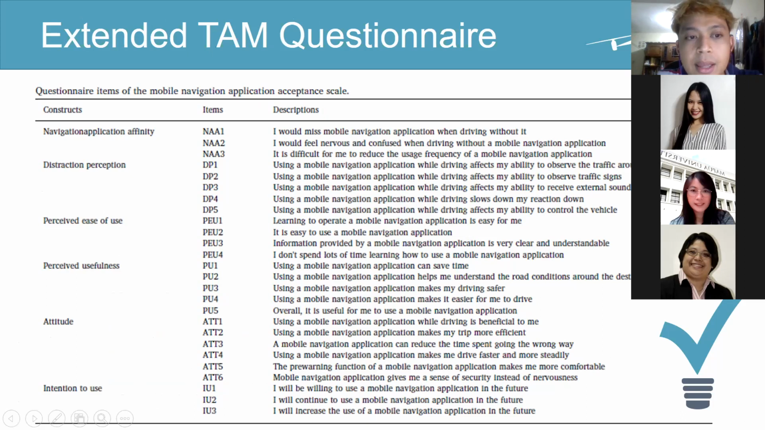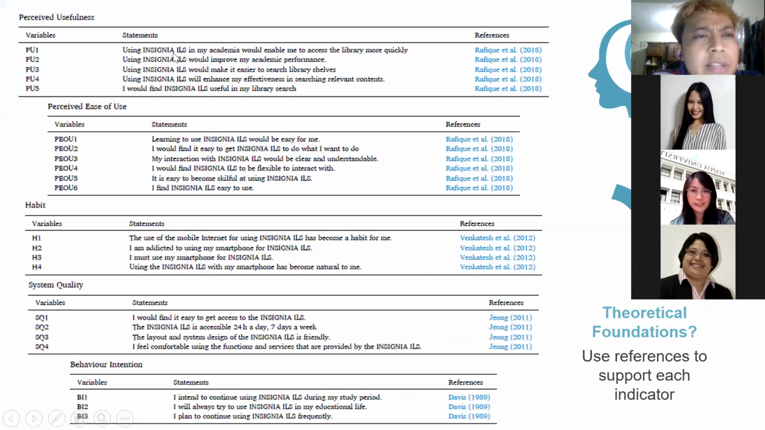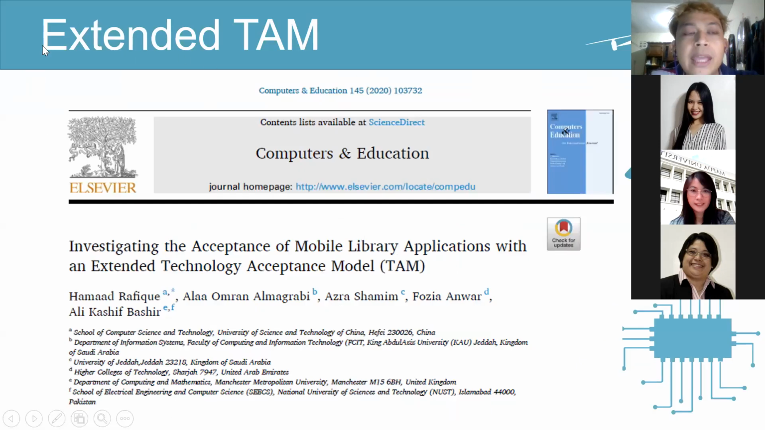Another one, look at this one. Acceptance of mobile library applications. Okay, an extended technology acceptance model. See, just by looking at the title, we know what this study is about. Only just the title, we can guess what is inside. See, extended TAM. So see, this is mobile library applications. This is from 2020, okay.